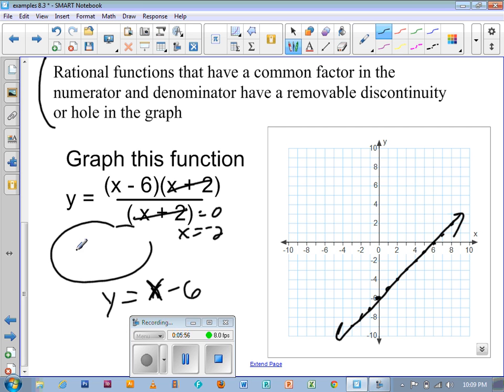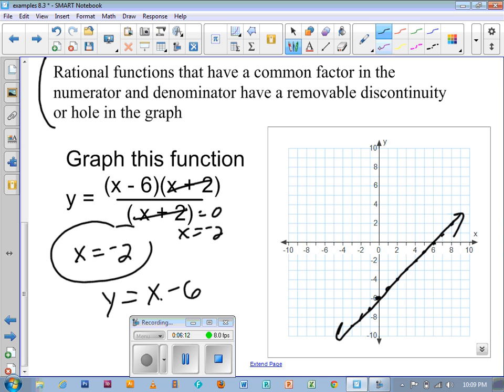Again, what makes it into a hole is that the x plus 2's cancel out. We get a nice clean equation down here. Y equals x minus 6. And that's linear, so I graphed it.